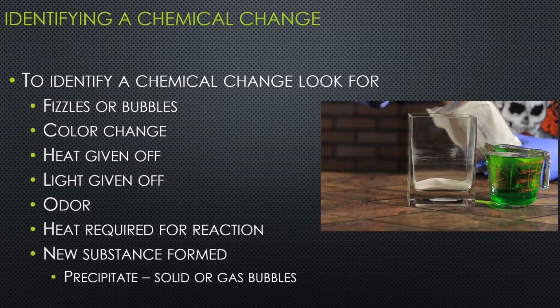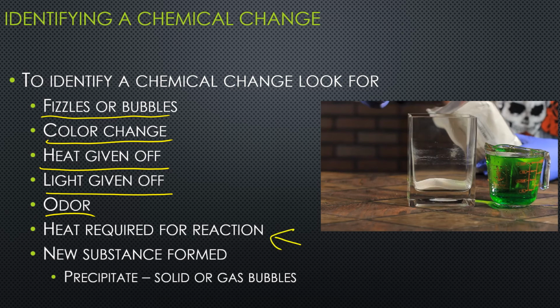So when identifying a chemical change, you're going to look for some telltale signs. First of all, fizzles or bubbles, some kind of color change, heat given off, light given off, some odor, might smell different. And most of these are going to have some heat energy required for the reaction to occur. And sometimes we're going to see a new substance formed. Sometimes it will be a precipitate, which is a solid. Sometimes you'll pour two liquids together, and all of a sudden you see solids forming inside of it, like little crystals or gas bubbles. And so these are the telltale signs of a chemical change.